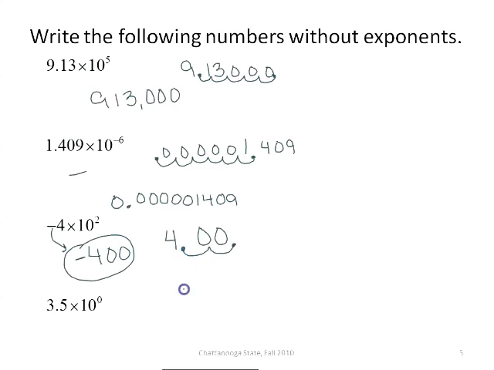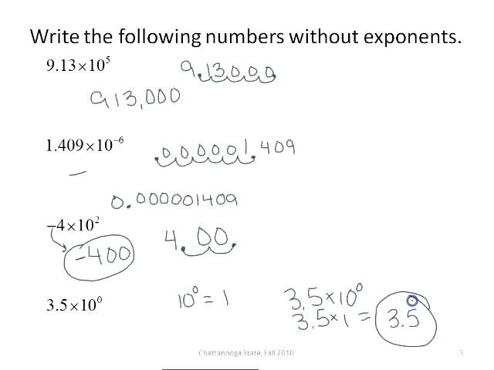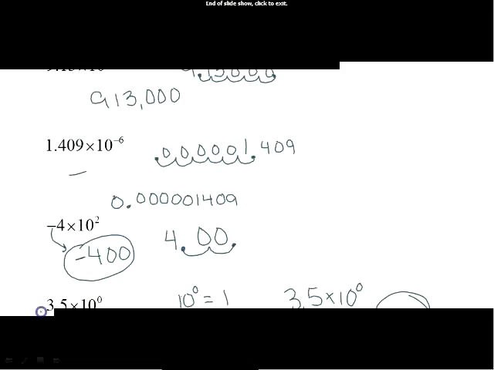And finally, 3.5 times 10 to the 0 power. Do you remember what your exponent rule said about anything to the 0 power? Anytime you raise a number to the 0 power, you get 1. So 3.5 times 10 to the 0 power is the same as having 3.5 times 1. And anything times 1 is just going to be itself. So there, our answer is 3.5.